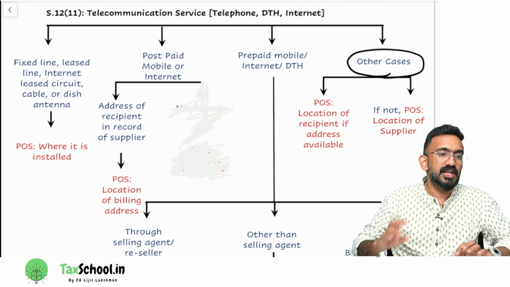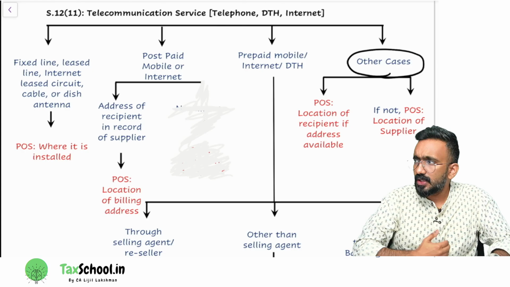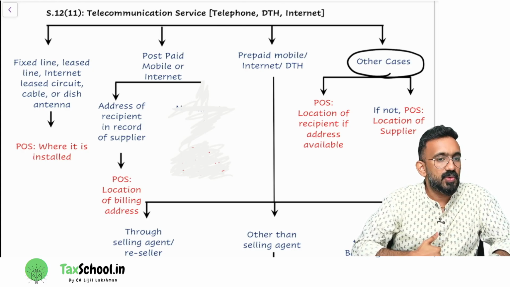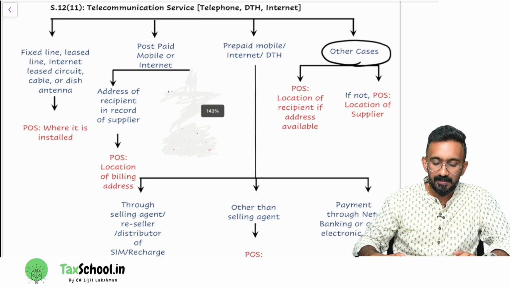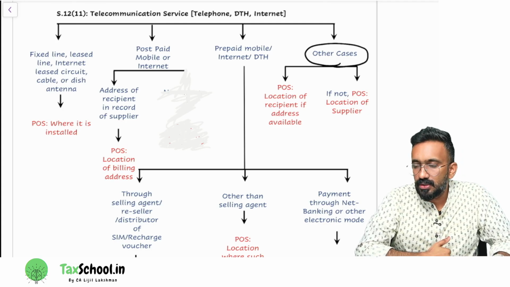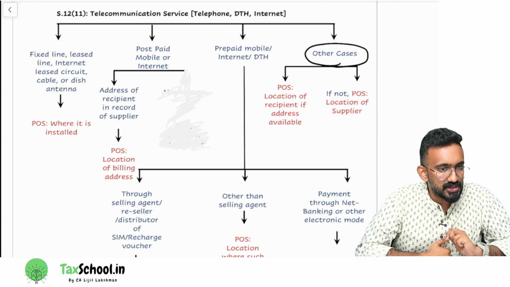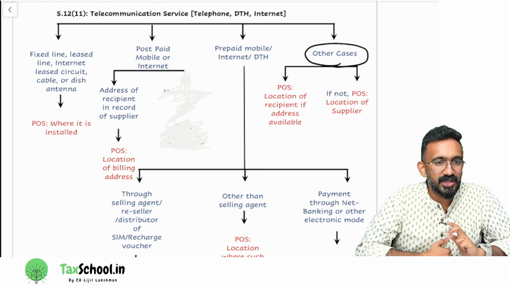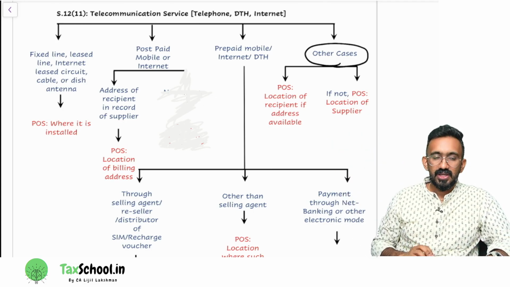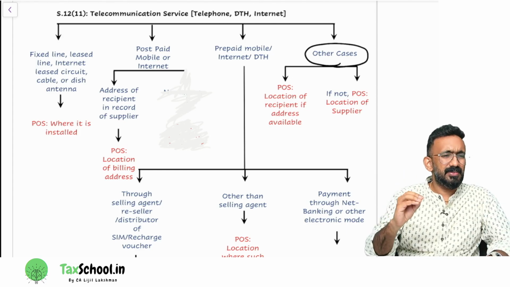Now, section 12 subsection 11. 12(11) talks about telecommunication services. What will be considered to be the place of supply for telecommunication service? What are the telecommunication services they're talking about? Your broadband is a telecommunication service. Postpaid phone is a telecommunication service. Prepaid is a telecommunication service.